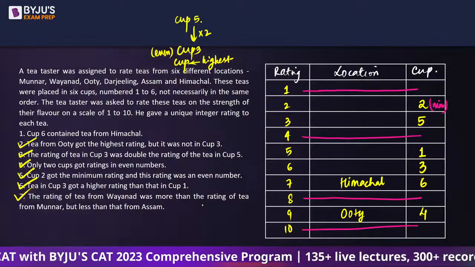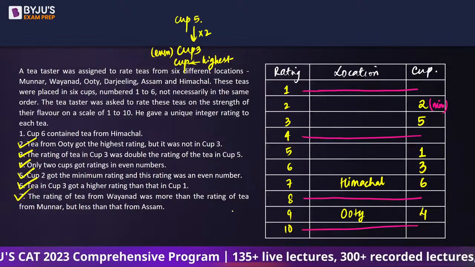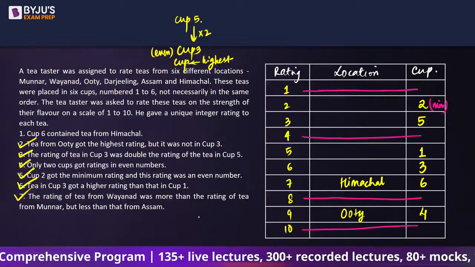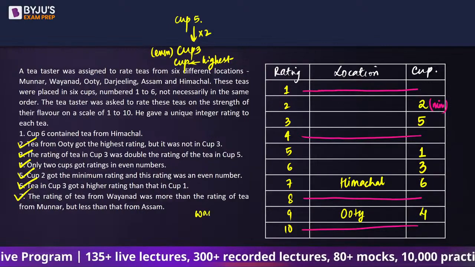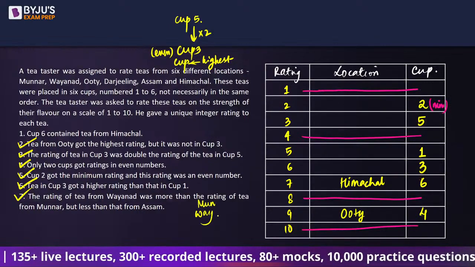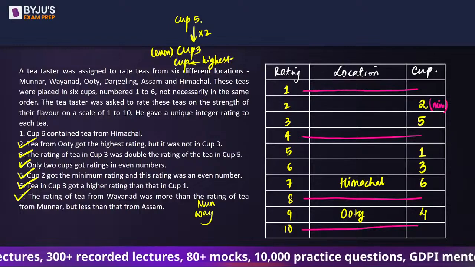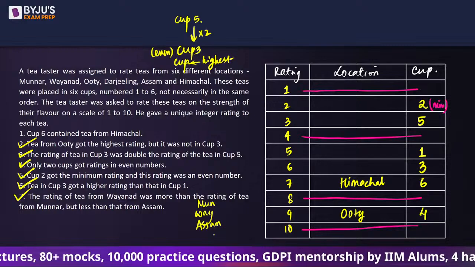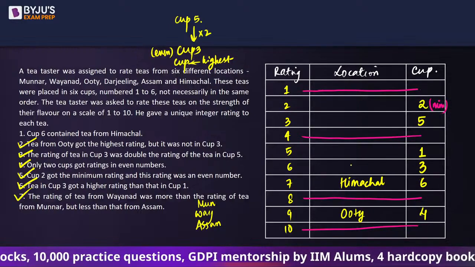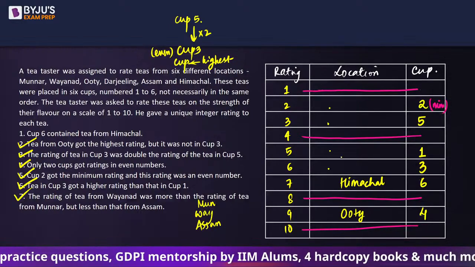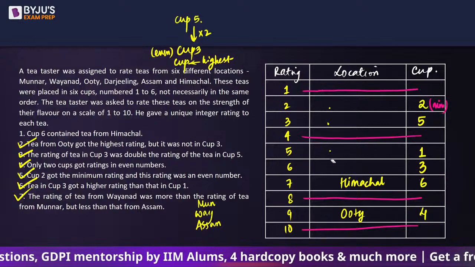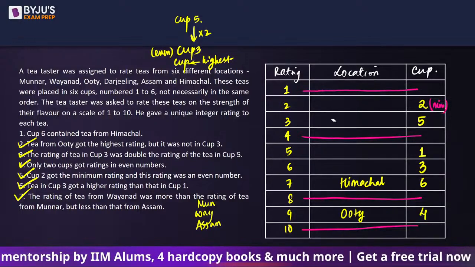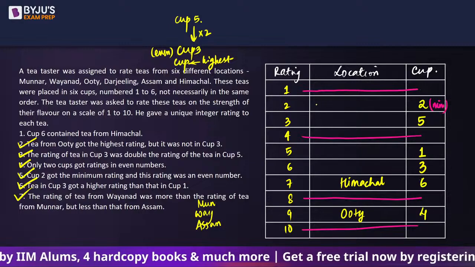Seventh statement says the rating of tea from Wayanad was more than the rating of tea from Munnar. So Wayanad should lie below Munnar, and it should be less from Assam. So we need to have Munnar, Wayanad and Assam in that sequence. These are the 4 places left where we are supposed to put in these 3 values. I think there are going to be 3 possibilities.